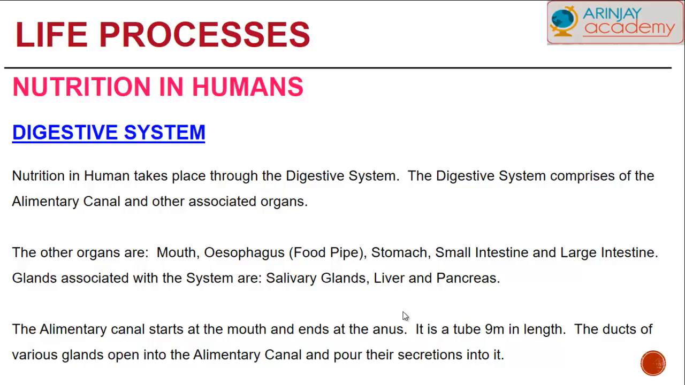The alimentary canal starts at the mouth and ends at the anus and is a tube that is 9 meters in length. It has various ducts and glands that open into the alimentary canal and pour out their secretions into it.